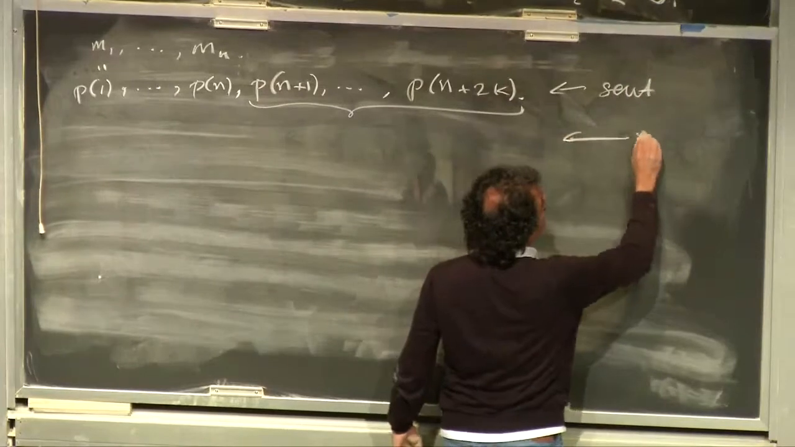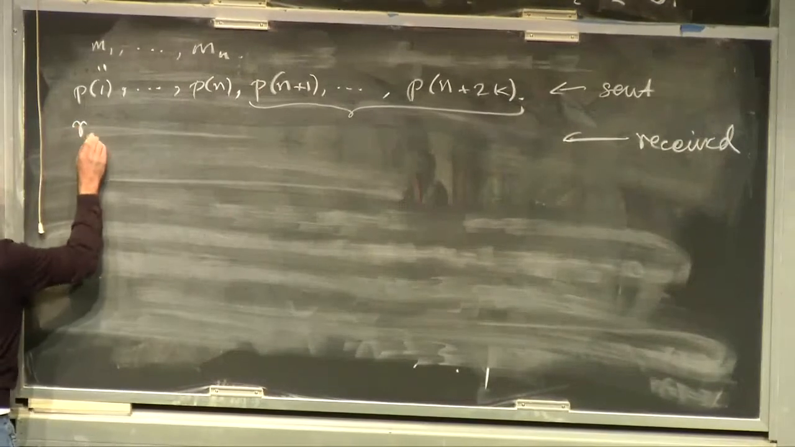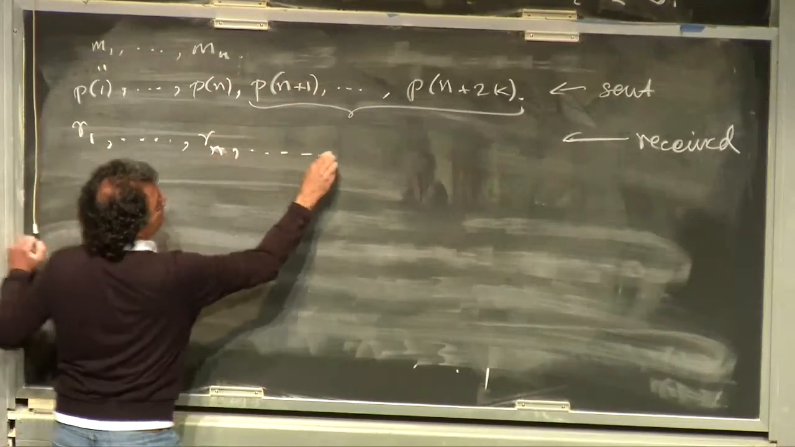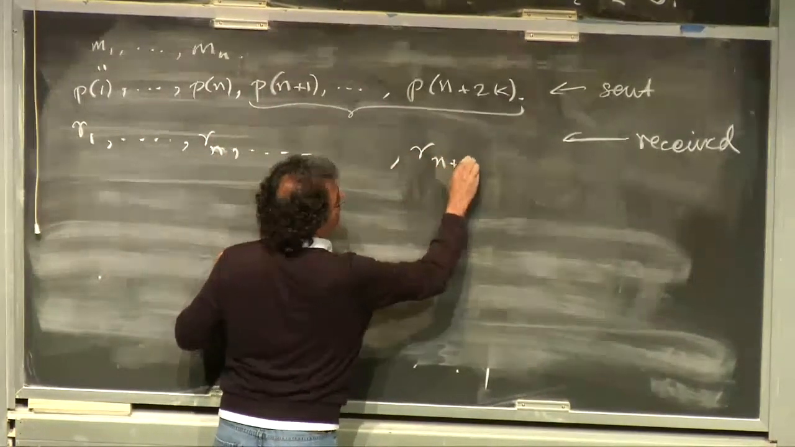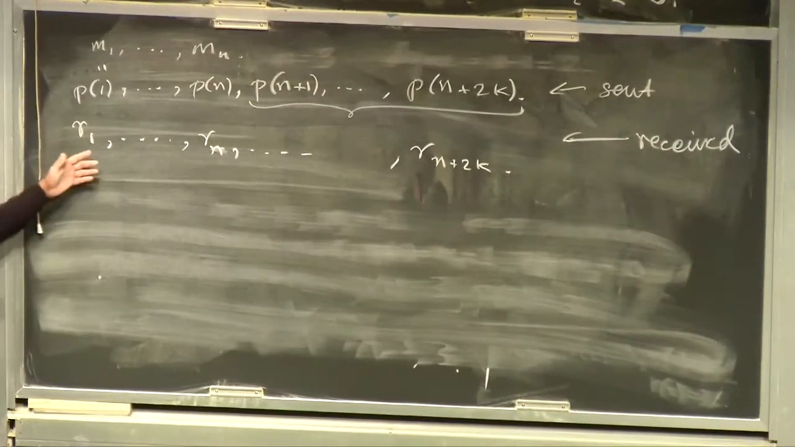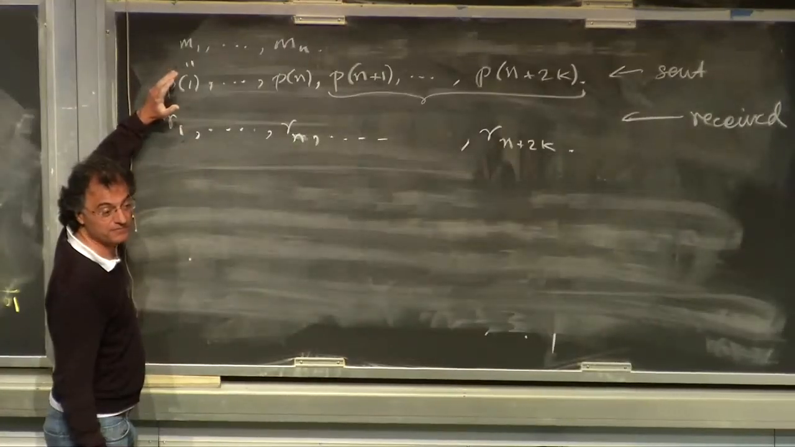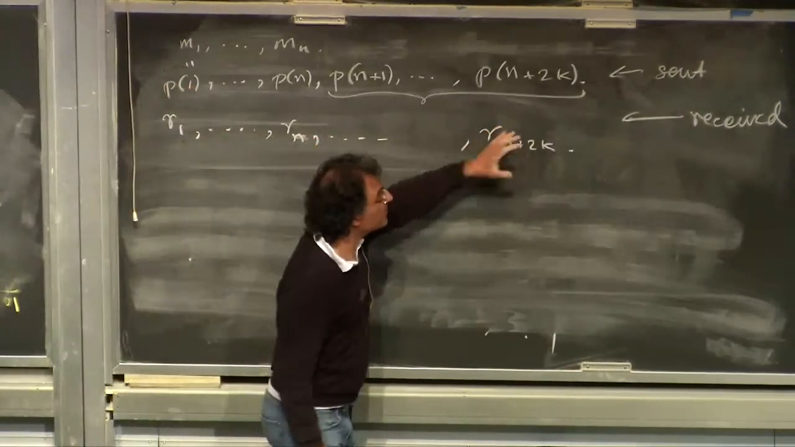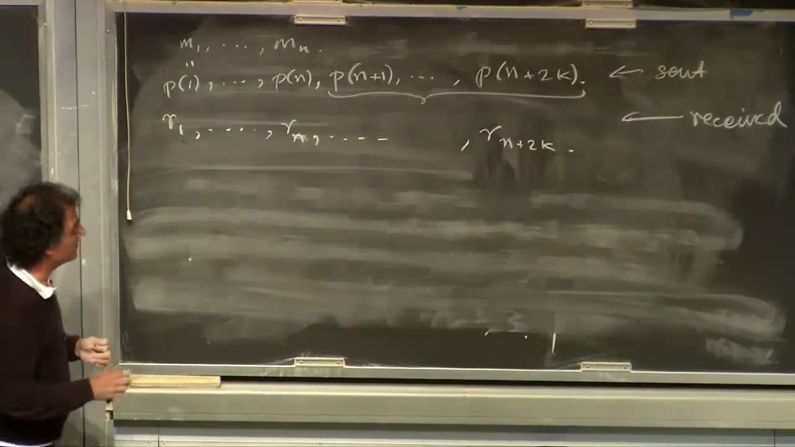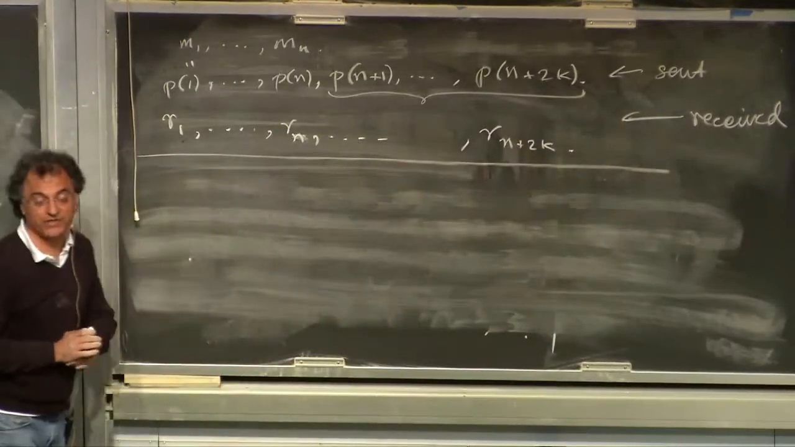What was actually received was R1 ... R sub n ... R sub n plus 2k. Right? That's what we actually received. And many of these received values were the same as what was sent, but k of them were different. And now, given these received values, what we are trying to do is figure out what the polynomial was. So that's the problem that we are trying to solve.